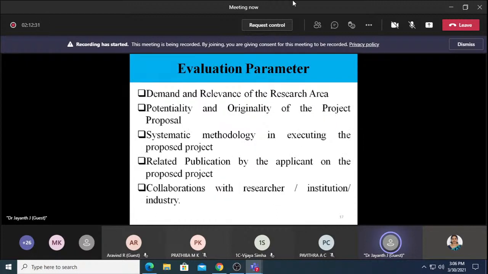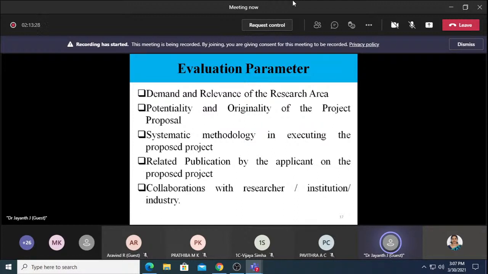These are the evaluation parameters. First, demand and relevance of the research area. Have you written a proposal for what they have asked? For example, last time there was an invite for a proposal for a device development program. So you need to write a proposal to design a device. We received a proposal designing an equipment. What I have asked is to design a device, I'm not asking to design an equipment value. So your proposal will be rejected in the first stage itself, as there is no demand for what you are proposing.